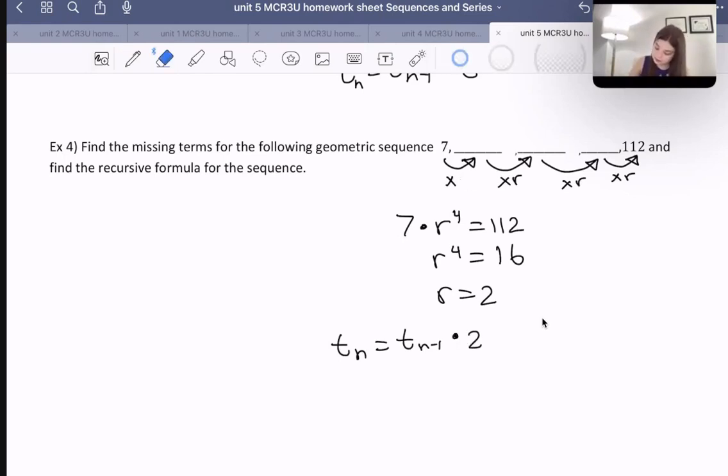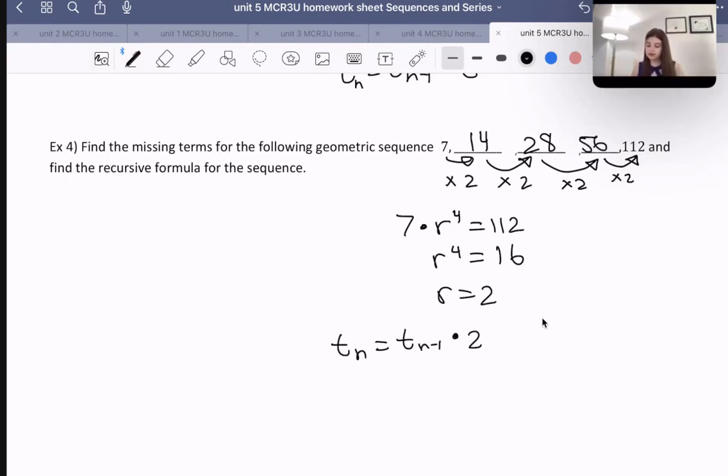So I'm going to replace these r's with 2's and say, well, 7 times 2 is 14. 14 times 2 is 28. 28 times 2 is 56, and 56 times 2 is 112. So there are our missing numbers, and there's our recursive formula.